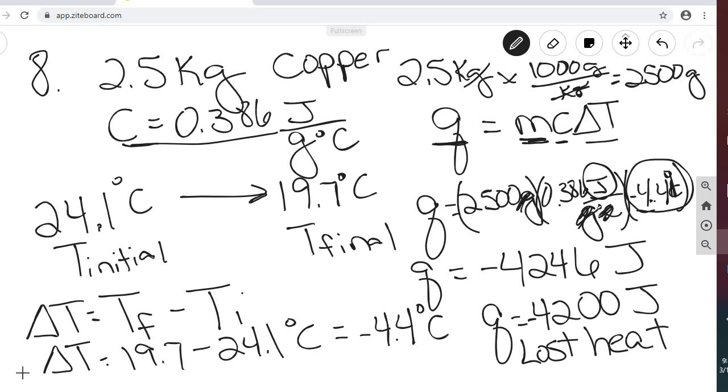Let me go back and say one thing about significant figures here with delta T. Remember, when you're adding or subtracting, you don't count significant figures, you look at place value. Since each of these temperatures went out to the tenths, when we do the subtraction, it also goes out to tenths. That's how we got the negative 4.4. Okay, so that's number 8. Number 9 says that we have 500 grams of water.